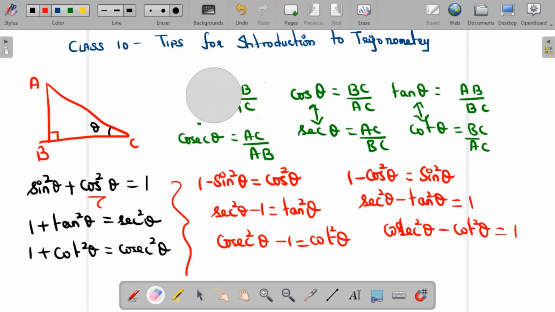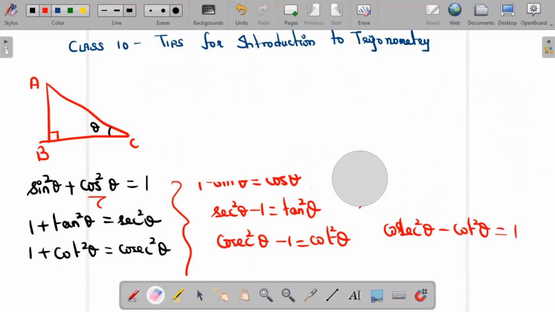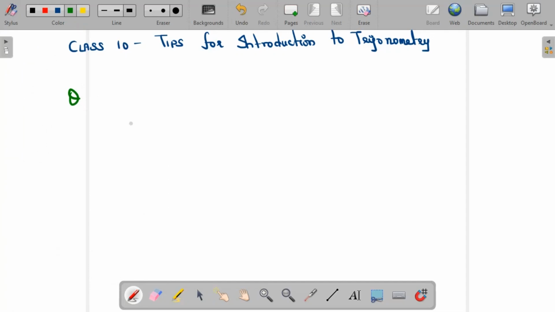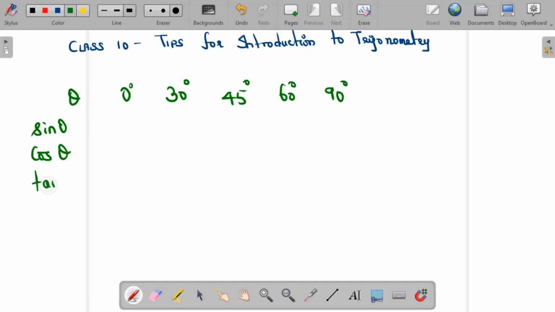The next is the values for standard angles. Let's draw the table to derive the values so that it is easier to remember. Anytime that you're doing a trigonometric table, it is better that you derive the table first and then use it in your calculation. So let's mark the table. Theta is 0 degrees, then 30 degrees, 45 degrees, 60 degrees, and finally 90 degrees. Now let's write out all the trigonometric ratios: sin theta, cos theta, tan theta, then cosecant theta, secant theta, and finally cot theta.